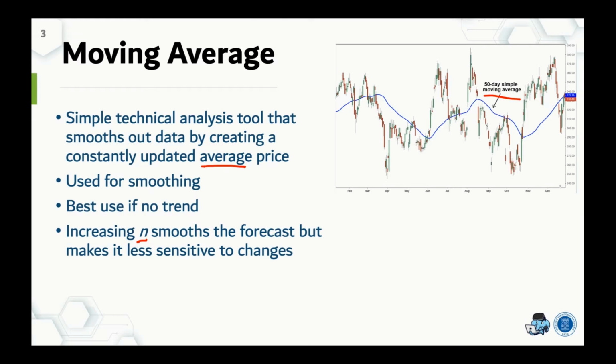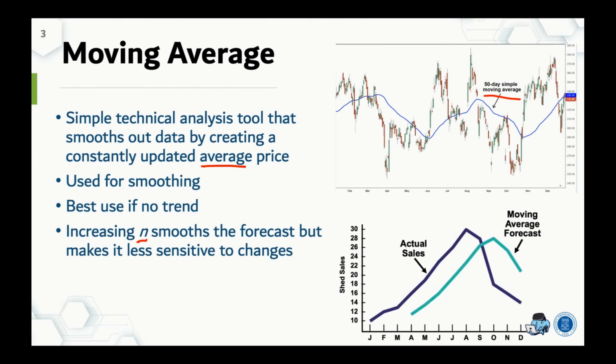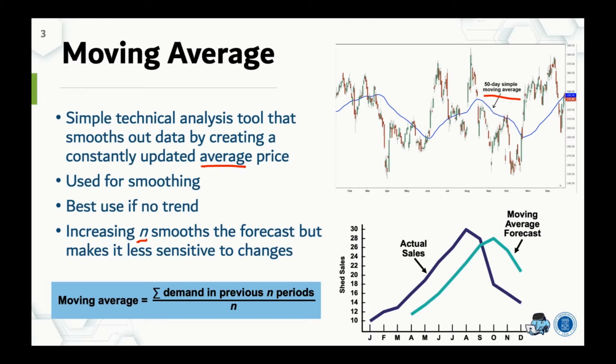It means how many periods we should average. If we use 3 periods before, we average 3 days before or 3 months before, which means n is equal to 3. Take a look at this example. The moving average is equal to the sum of the demand in the previous n periods, divided by n. So we just take an average.